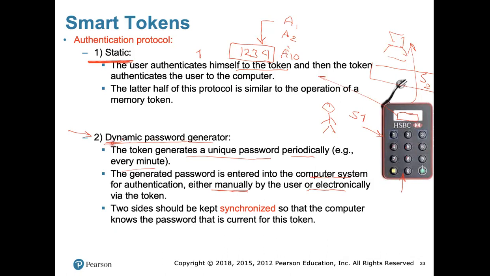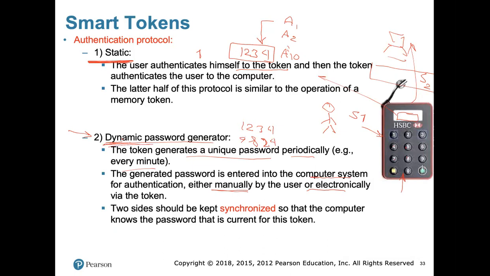However, in a dynamic password generator, the password which is being shown to me as a user, and I'm supposed to manually enter it, or which is being sent from the token to the authentication server, is different at each authentication trial. So the first password might be 123. The second time that I'm going to access that system, my password is something else, for example, 9824. So the passwords are changing dynamically.